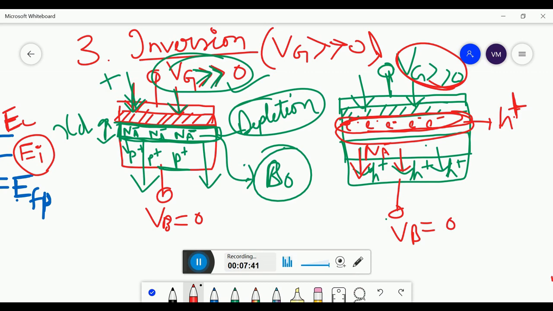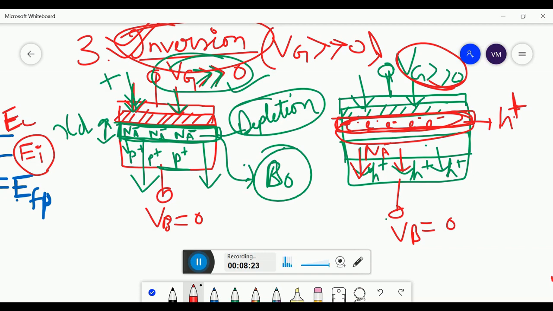And the surface of the silicon will start behaving like an n-type semiconductor. Why? Because an n-type semiconductor has a majority of electrons, and all the electrons appeared at the surface. So now your p-type semiconductor at the surface, please remember, only at the surface, will start behaving like an n-type semiconductor. And that is why this condition is known as the inversion condition. Inversion condition means the p-type semiconductor has now started behaving like an n-type semiconductor.